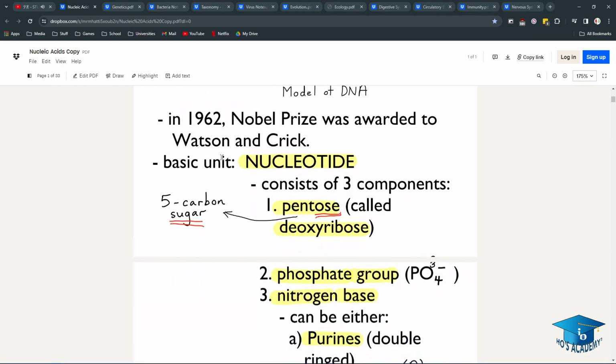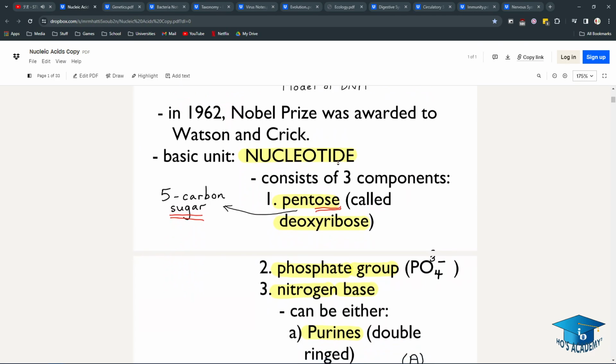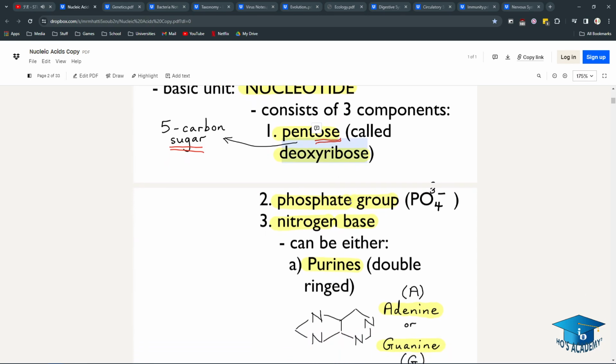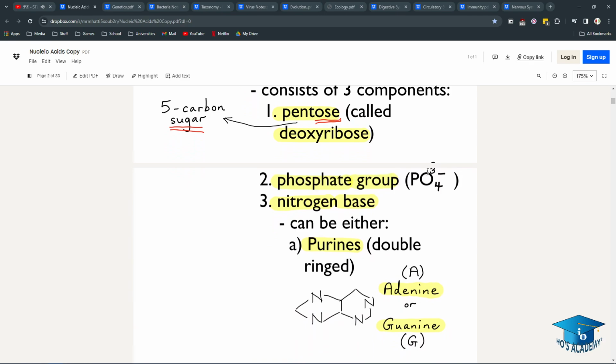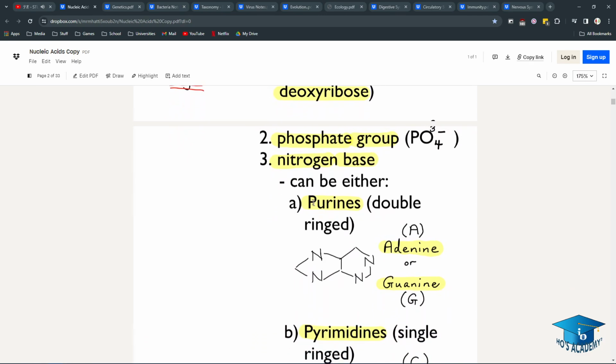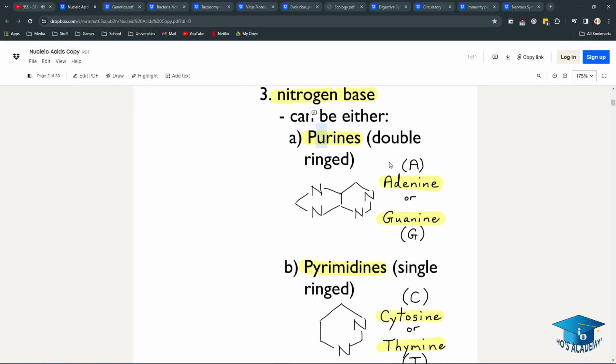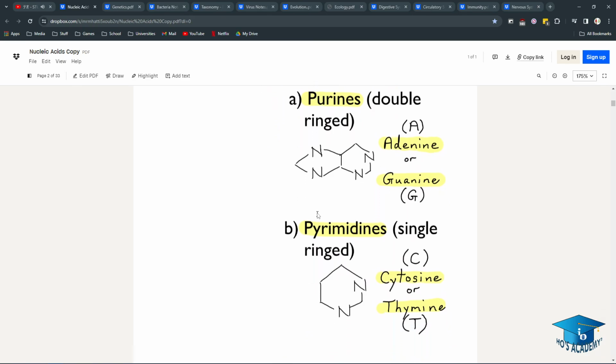But yeah. Basically, a unit, nucleotide, consists of three components. The pentose sugar, called deoxyribose, because it's specifically missing an oxygen somewhere. There's a phosphate group, PO4 3-, and the nitrogen base, which can be either a purine or a pyrimidine. Purines are double-ringed, G and A, Ag, pure, like silver. Silver is a pure element, Ag. Pyrimidines are single-ringed, cytosine and thymine.